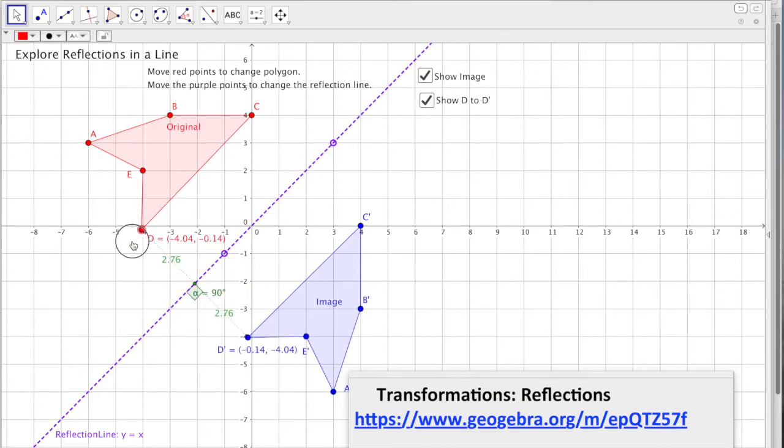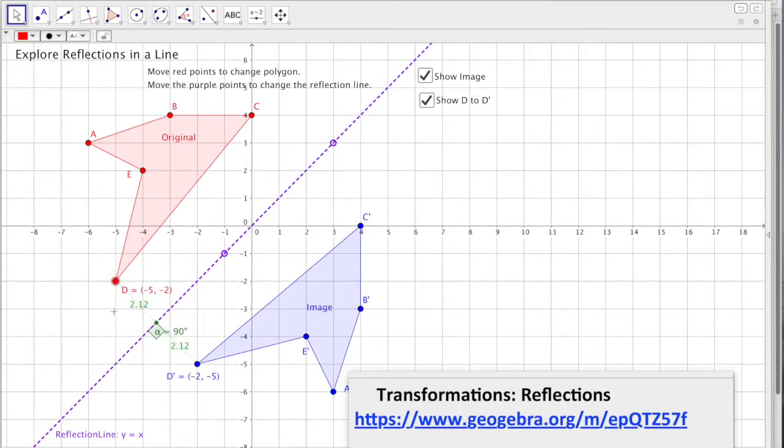Let's see if that holds when we go into a different quadrant. Here, D is -5, -2. D prime is -2, -5. The x and y switch positions.